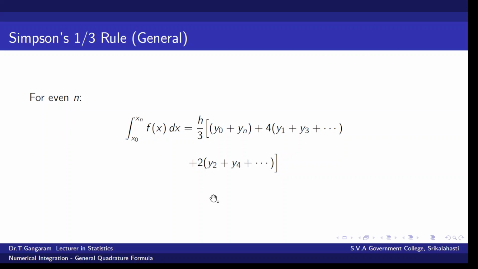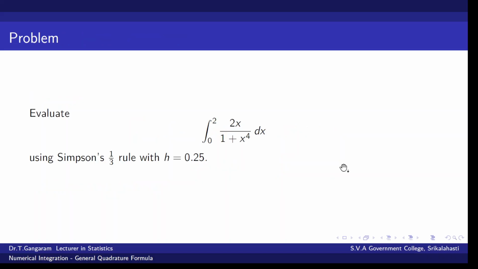You need to remember this Simpson's one-third rule, general for n intervals. The integral from x0 to xn of f of x dx is equal to h by 3 into first term plus last term plus 4 into 3 multiples plus 2 into remaining terms. This is Simpson's one-third rule. You need to remember it for solving the problems in the examination. Here n must be even. We need to decide n as an even number so that we can use all the terms for calculation.